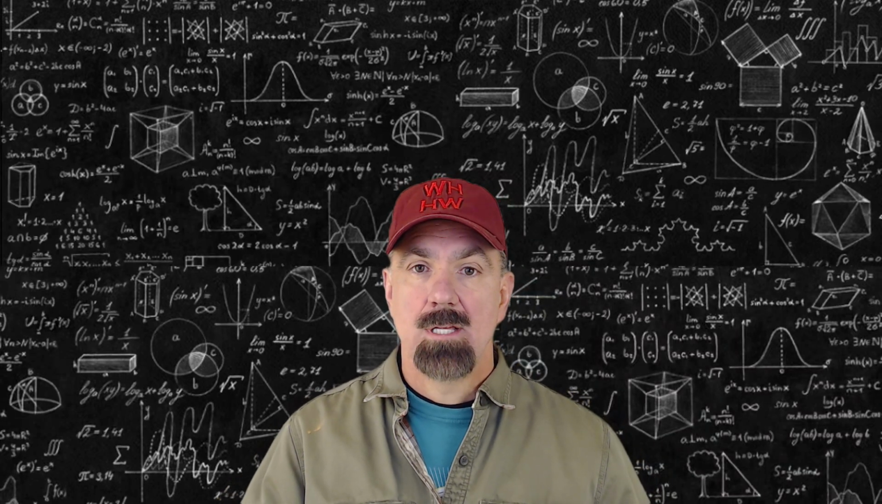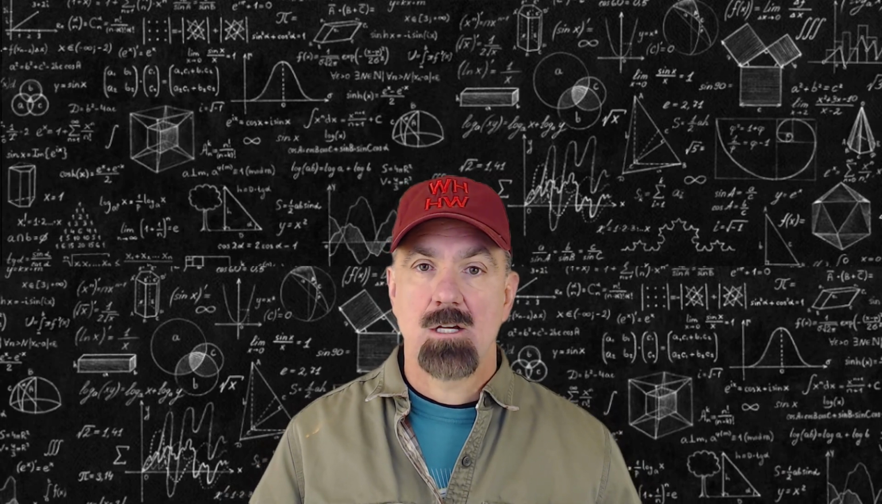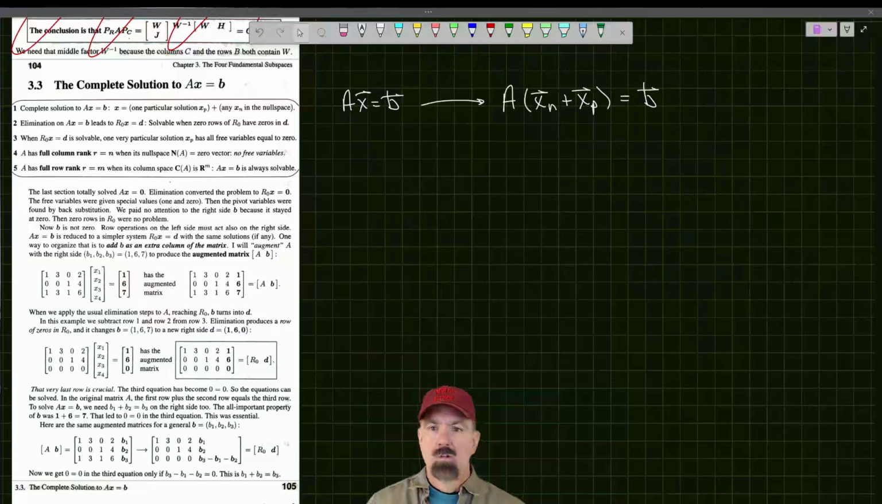Today we're going to take our first look at the complete solution to the problem Ax = b, and that's the title here that Strang provides. We're going to look at the ideas and the concepts, and understand the different options that we can see when we're solving a linear system of equations.